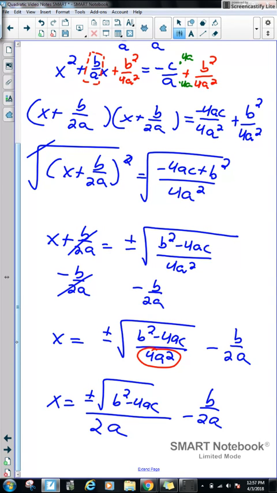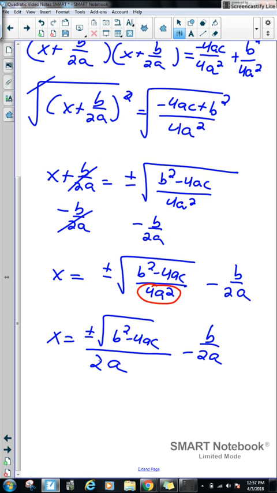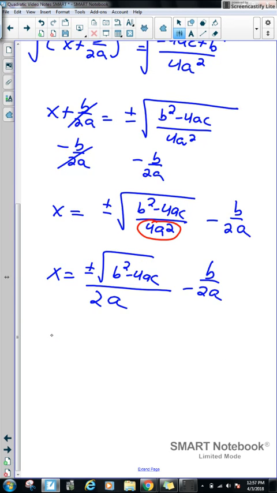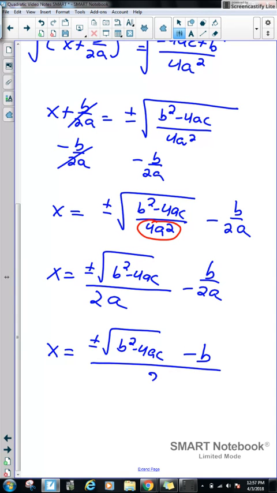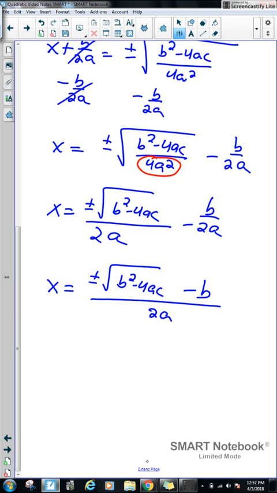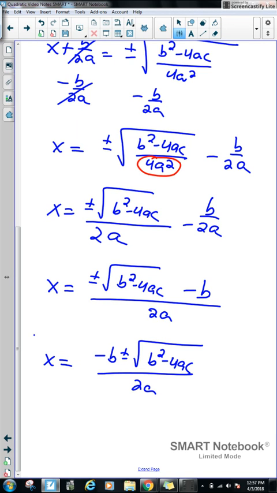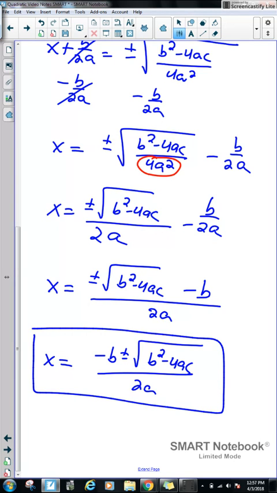But you're going to notice that the denominators are the same, which means you can add the numerators together. So we're going to get x equals, if I add the numerators together, b squared minus 4ac minus b all over 2a. And then to get the formula that you all know and love, you just swap the negative b to the front of the square root. Negative b plus or minus the square root of b squared minus 4ac all over 2a. So this is how mathematicians derived the quadratic formula.